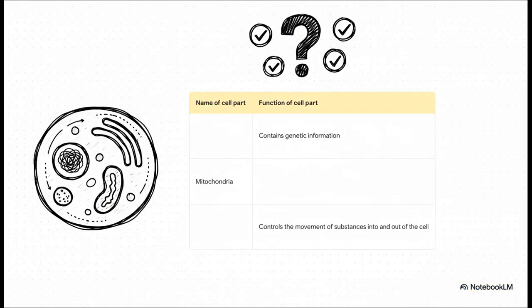It's a classic table filling exercise. You've probably seen a ton of these. 3 empty spots, 3 marks just sitting there for the taking. This is a straight-up test of your memory on cell parts and what they do.